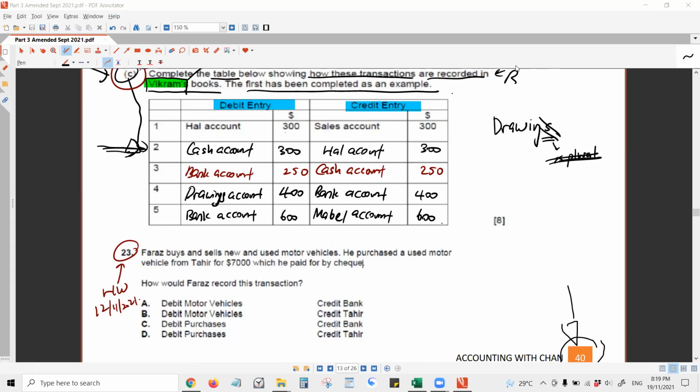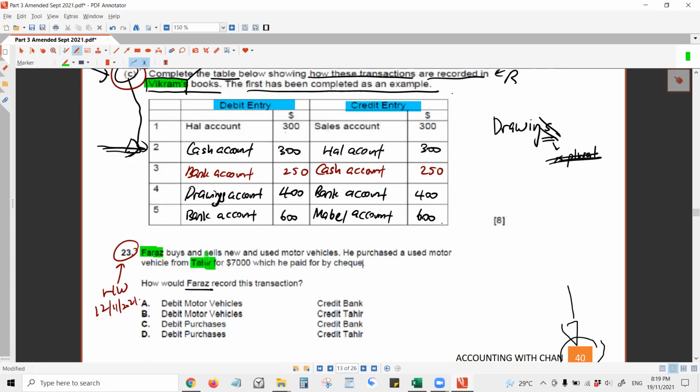Okay, let's discuss. How would Faraz record this transaction? So again, I see a couple of names in this question. You must know who you are in every question. There is Faraz, there is Tahil. Are we Tahil or Faraz?